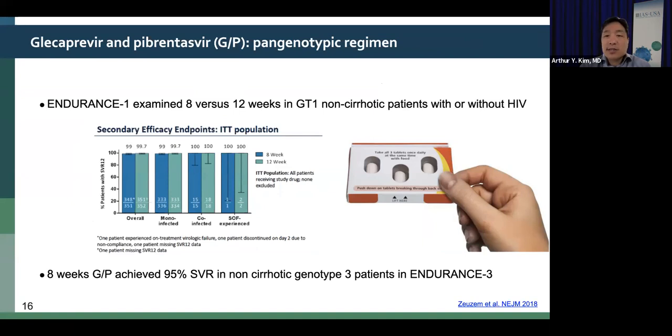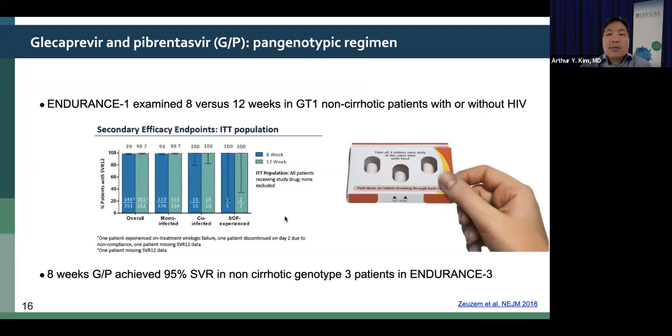This pangenotypic regimen first looked at 8 weeks versus 12 weeks, since we had largely used 12 weeks prior to this. And then even the 8-week regimen did quite well in both mono-infected patients and in a handful, as you can see here, 33 co-infected patients. Everyone was cured, and even some sofosbuvir-experienced patients. In general, I won't go over the details of how to treat DAA-experienced patients, but in this case, these three were cured. Now, 8 weeks of GP also achieved excellent results in a parallel trial in genotype 3 patients.